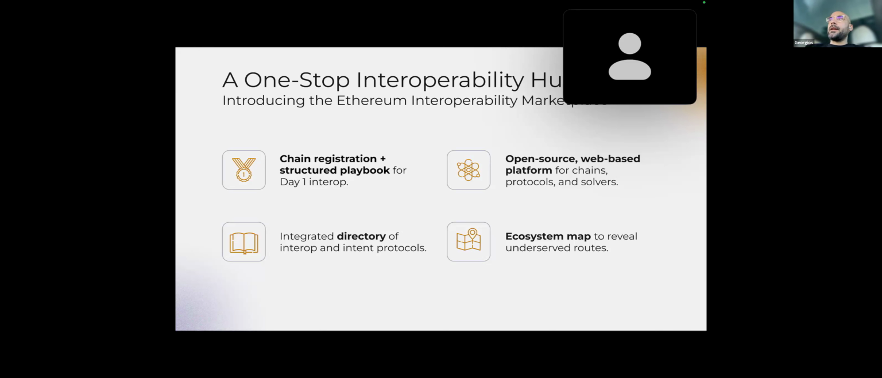There's also the same problem in a sense for intent protocols and solvers. They don't really know where and how they can provide their services. So you can think of it as a kind of matchmaking platform for these three types of projects.